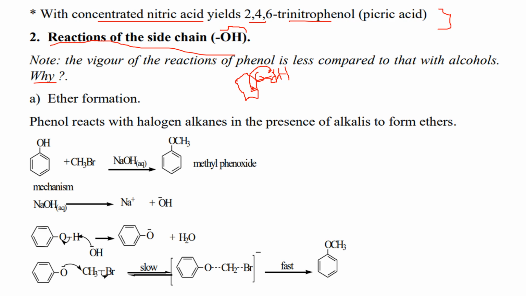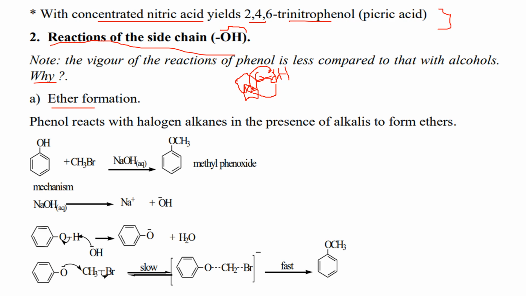So the main reason for that is because lone pairs of electrons on the oxygen atom interact with the delocalized pi electrons that are present within the benzene ring. It's as simple as that, making the vigor of reactions of phenol less compared to that of alcohols. So first of all, reaction number 1, let's look at ether formation.